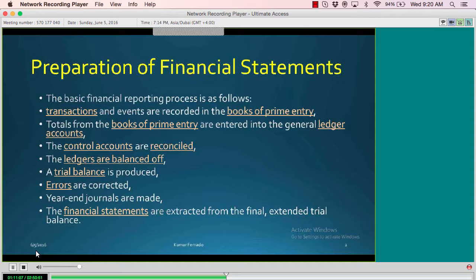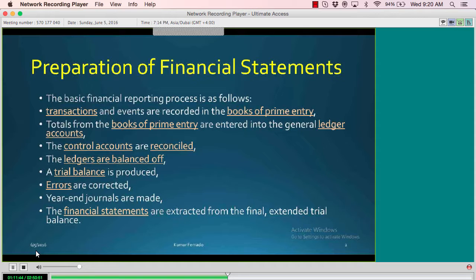So just to sum up, the basic financial transactions: you remember, every transaction is recorded in the books of prime entry. Books of prime entry are the sales day book, purchase day book, sales returns day book, purchase returns day book, the journal, and the cash book. Cash book is both a prime entry book and a double entry book or a ledger. Then from the books of prime entry, the transactions are entered into the general ledger. General ledger will have all assets, liabilities, income, and expenditure.